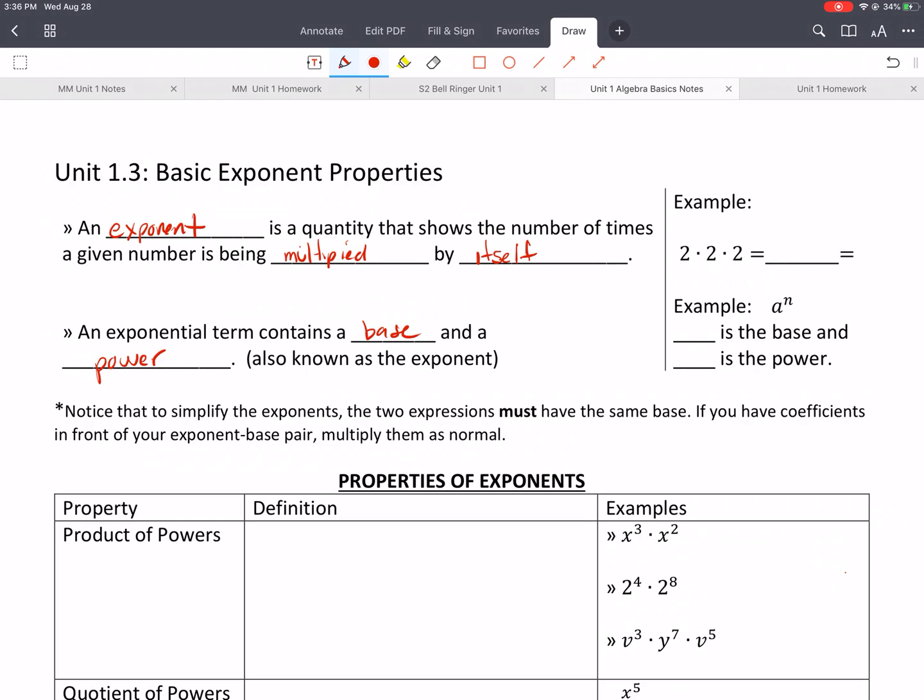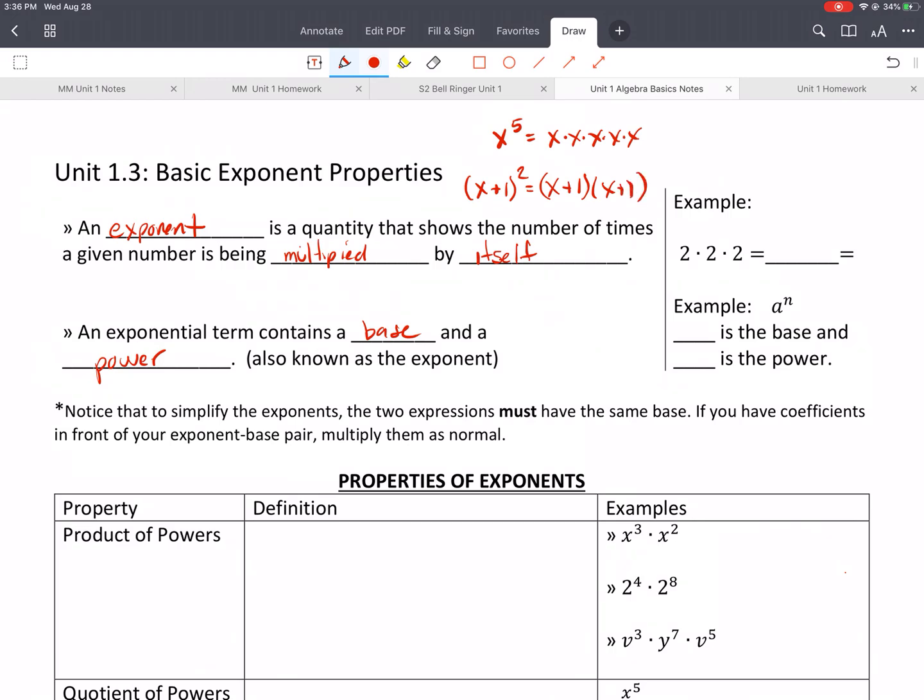An exponent is a quantity that shows the number of times a given number is being multiplied by itself. All right, so if we do x to the fifth, that's the same thing as multiplying x by itself 5 times. Okay, same thing if we have something like x plus 1 squared, that is the same thing as x plus 1 times x plus 1.